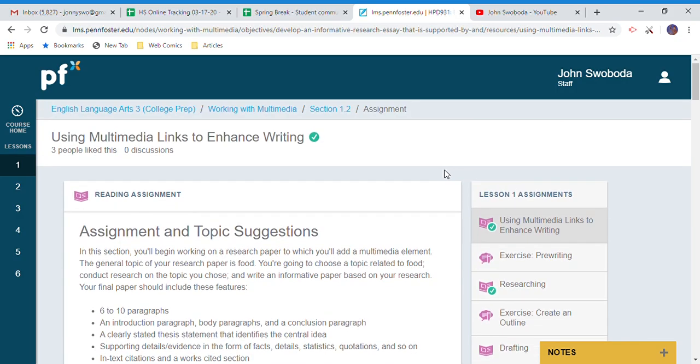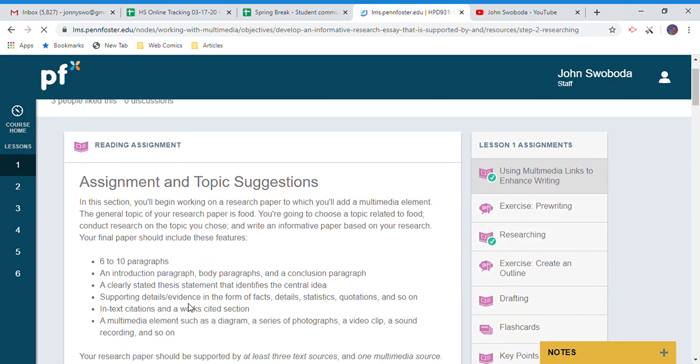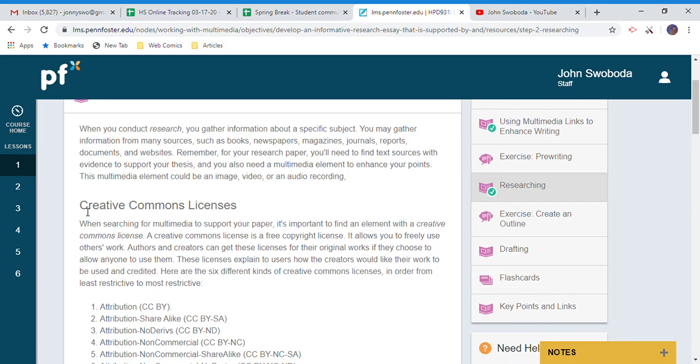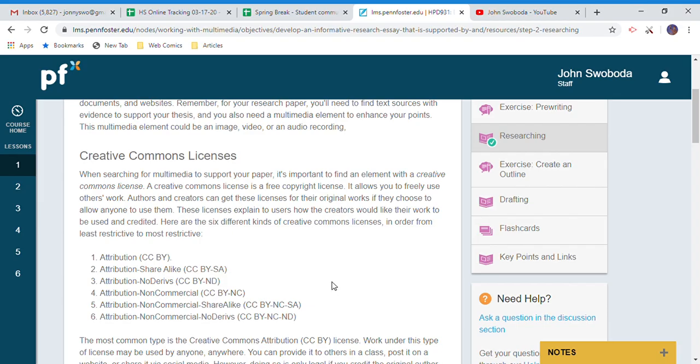All right, up here in researching, there's an important thing. Creative Commons licenses. What is a Creative Commons? Okay, so anytime a creator makes something, like a video on YouTube, a song, a book, a movie, they own that, right? And you can't just use it for yourself because they own that. You could quote from it, of course, but if you're talking about using multimedia links or using pictures, you can't just use somebody else's pictures. You have to pay for those pictures, unless it's part of the Creative Commons.